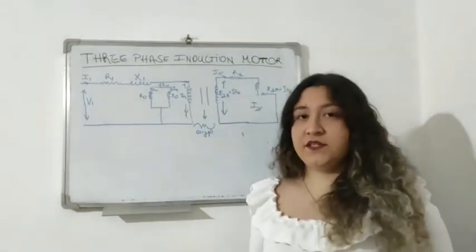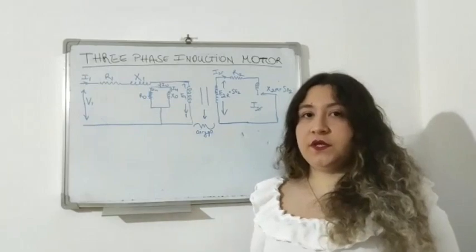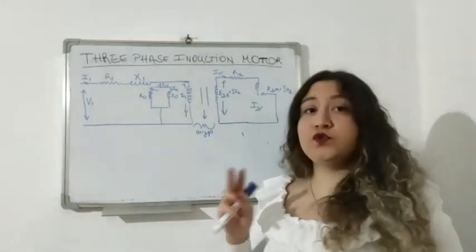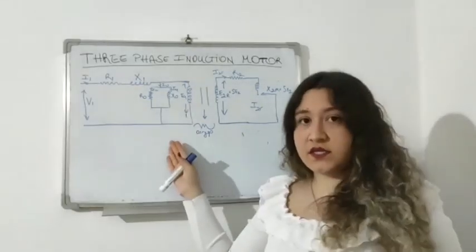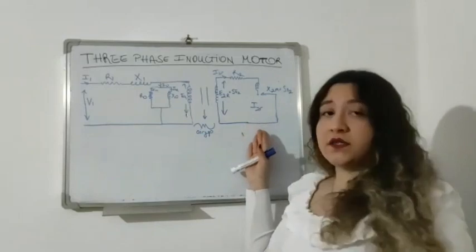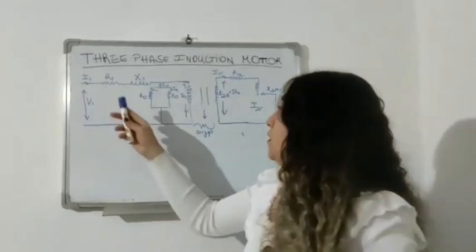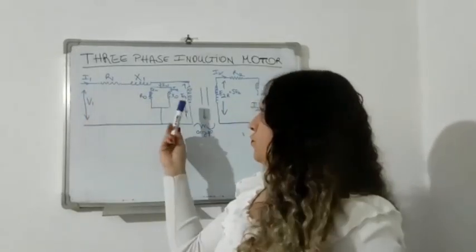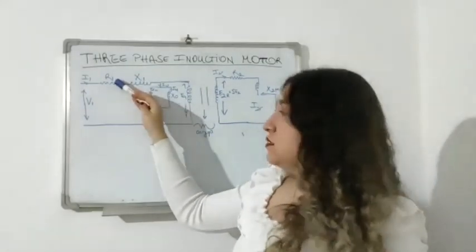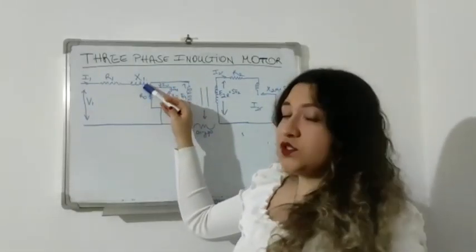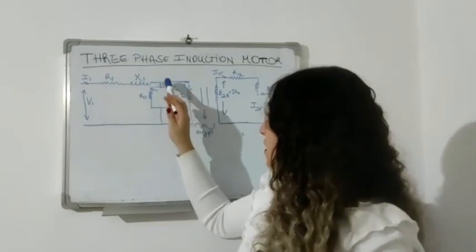Now we can see the three-phase induction motor's equivalent circuit. Remember that we have two main parts, the stator and the rotor. In this circuit, this part is the stator, the primary part, and this part is the rotor, the secondary part. I1 is the current, R1 is the stator resistance, and X1 is the stator reactance. I1 comes through and is divided into two parts.